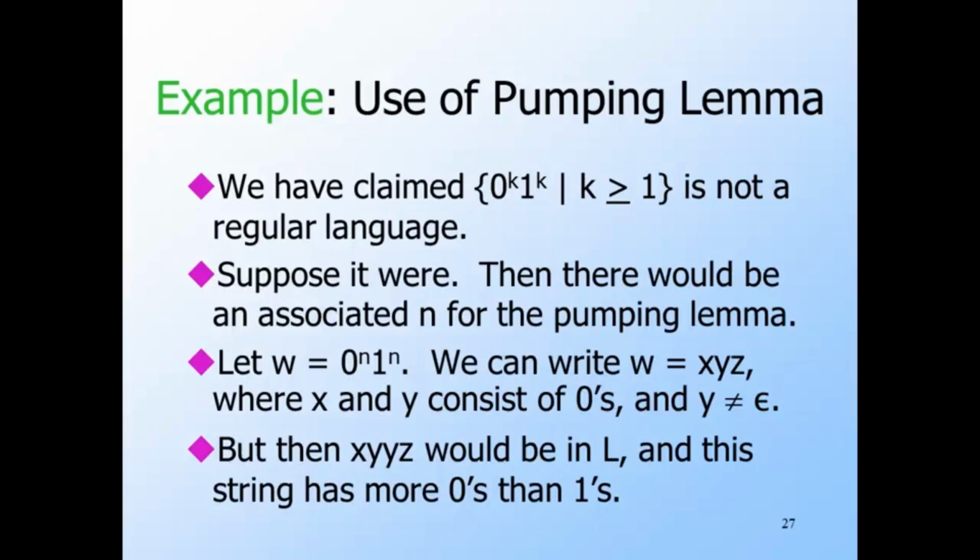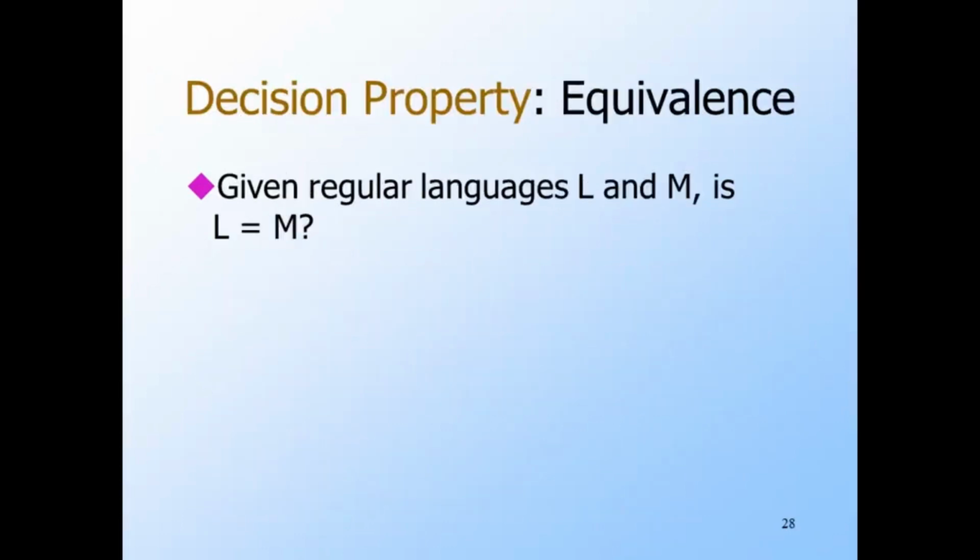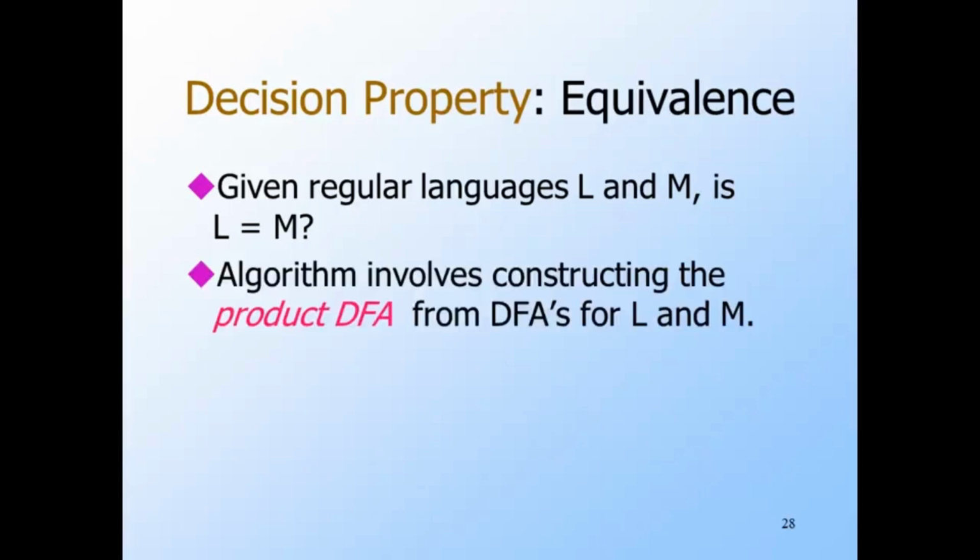We next take up the question of testing whether two regular languages are the same. We suppose we're given representations for two languages, L and M. Whatever representation we're given, we convert to DFAs, and then we have to combine those DFAs into a single DFA that in a sense runs both DFAs in parallel. We call it the product DFA.